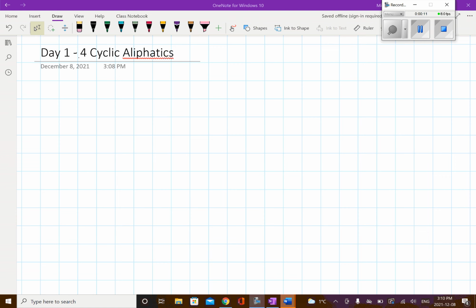Okay, so this is the last part of day one lesson, and it is in regards to cyclic aliphatics. Carbon atoms can form rings, and those bonds are unusually weak, so it is more reactive than normal aliphatics. Naming of cyclic aliphatics will be the same as the previous ones, but the only thing that we will add into it is the word cyclo.